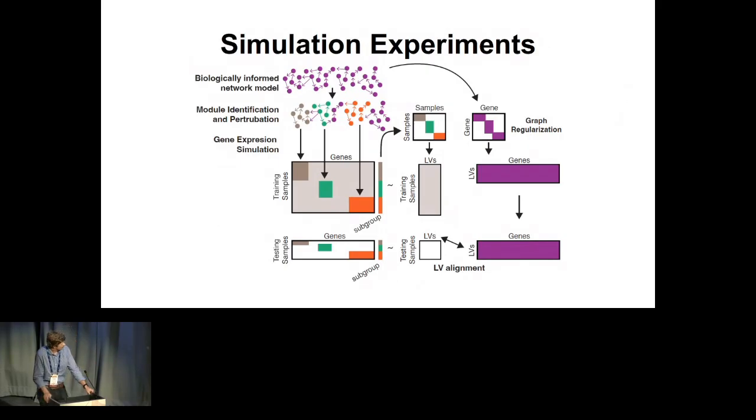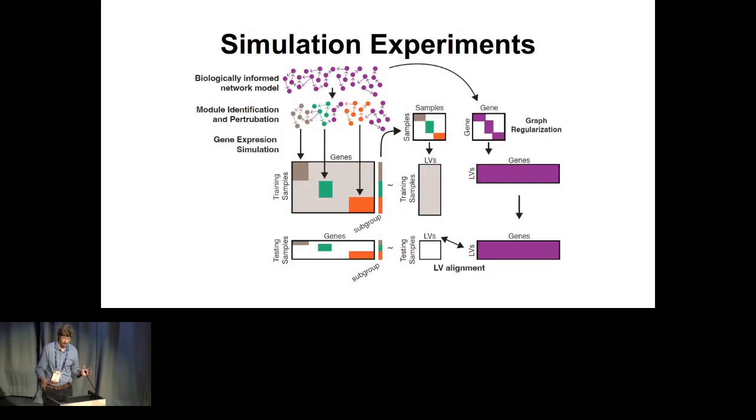And so when we do that, we can then explore how well this algorithm did at aligning these latent variables between the samples and genes. And so we can do this because we know that these genes in one particular module should align with the samples that we perturbed that module in. And we could do this iteratively multiple times to ensure that we're not falling into any local optima.